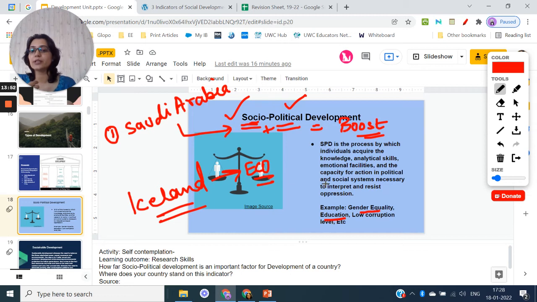One more factor you can think of is tourism. In case a country is socially developed, would it increase its tourist sector or not? Think over it. All right. So these are a few factors connected to socio-political development, and how socio-political development can give a boost to economic development, or development overall. Fair enough.